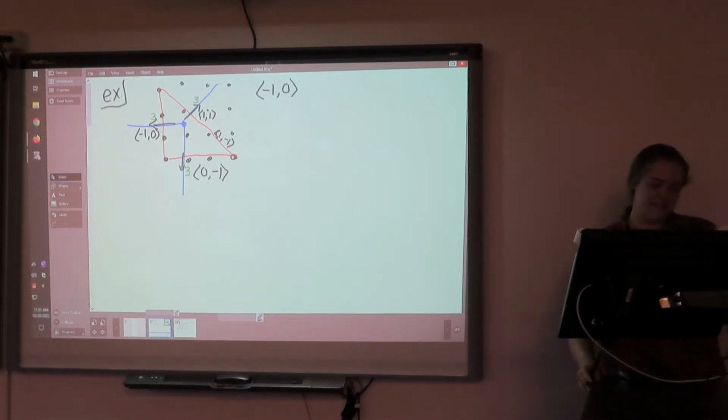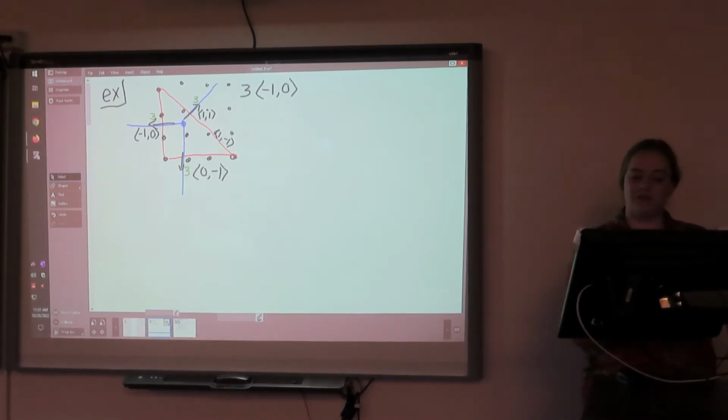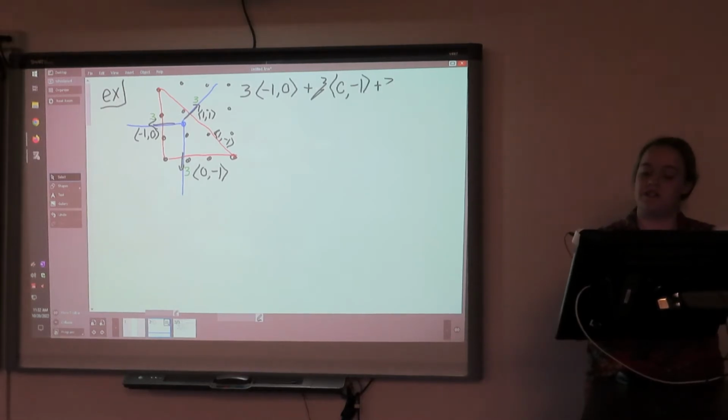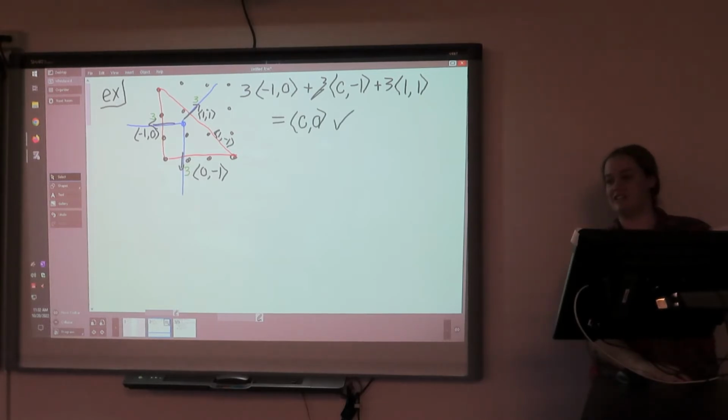So now to check to see if this is balanced, we're going to multiply all the vectors by the weights and add them together. So we have 3 times negative 1, 0, plus 3 times 0, negative 1, plus 3 times 1, 1. If you add that together, you get 0, 0. So we're good. This curve is balanced. Does that make sense?